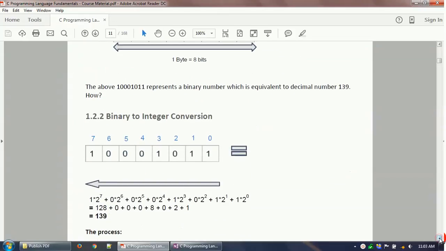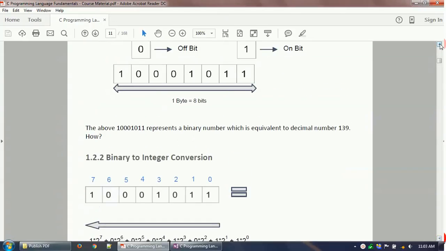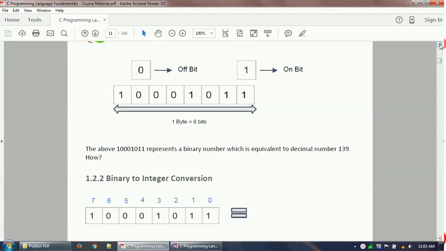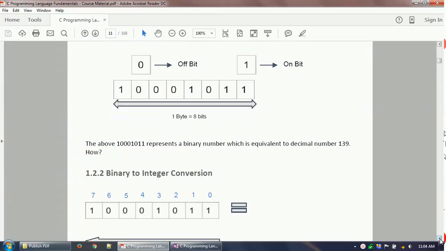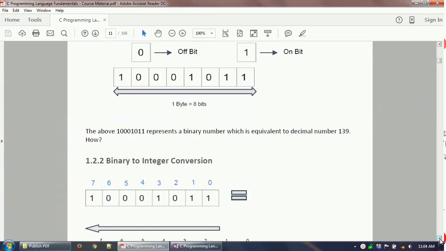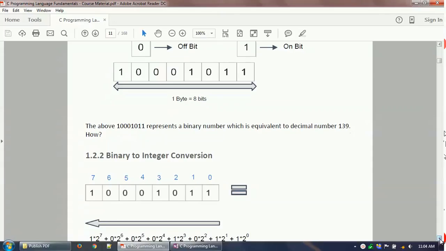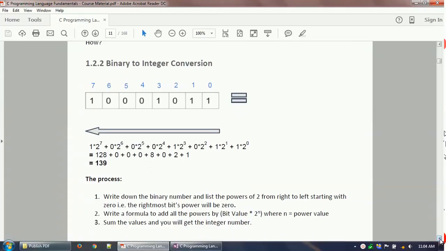Now you must be wondering, how can I correlate the binary data with our decimal data? The thing is, this data, 10001011, actually represents a decimal number, which is 139. Now let's see how that representation happens, how a computer understands that this binary data represents 139 as a decimal number. So now we'll go through the binary to integer conversion.